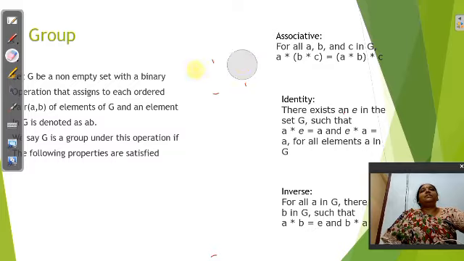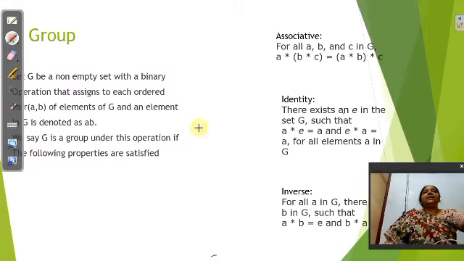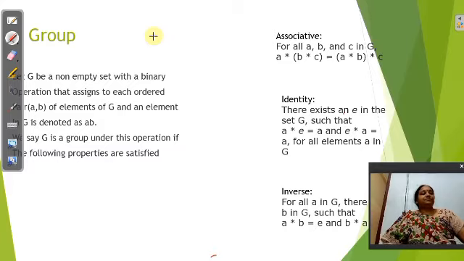Next we will go for the next property, that is nothing but inverse property. Inverse property means, if for all A belongs to G and E belongs to G. Why am I taking E belongs to G? Already we have proved that G satisfies identity property. Identity property means E is in G. So that's why I am taking E belongs to G.